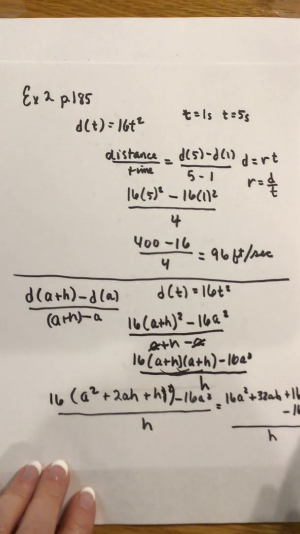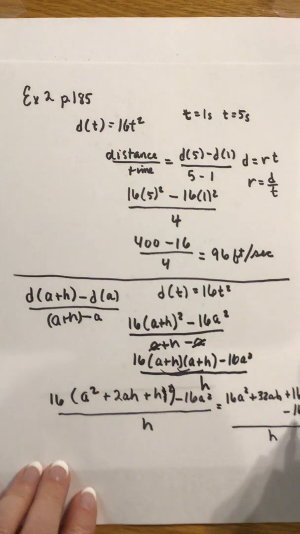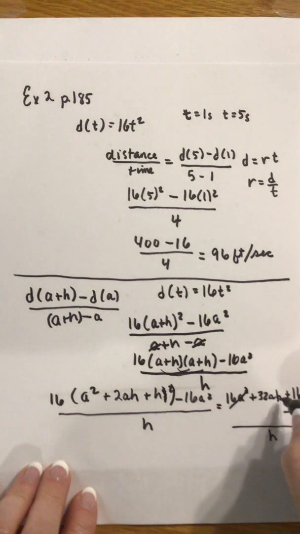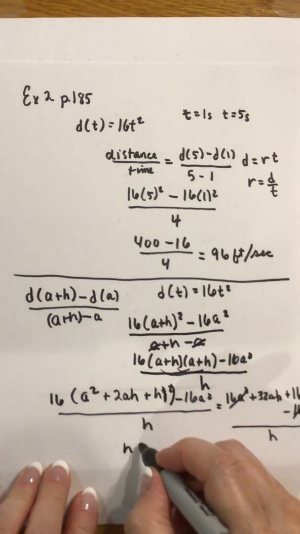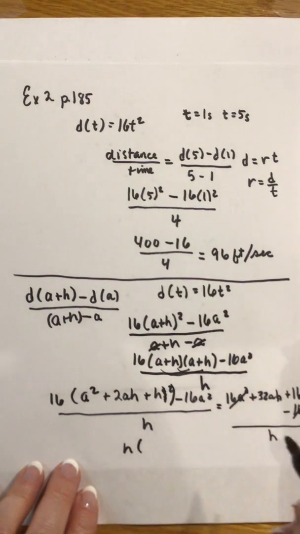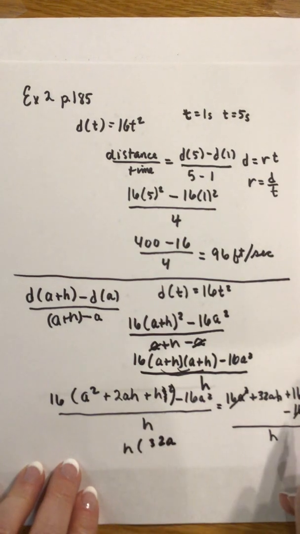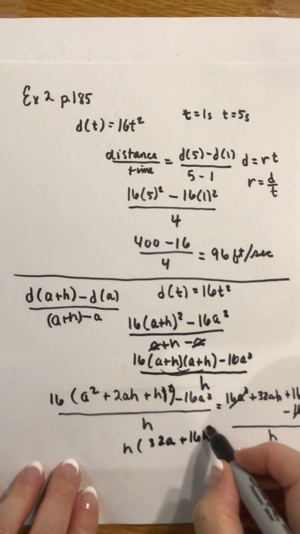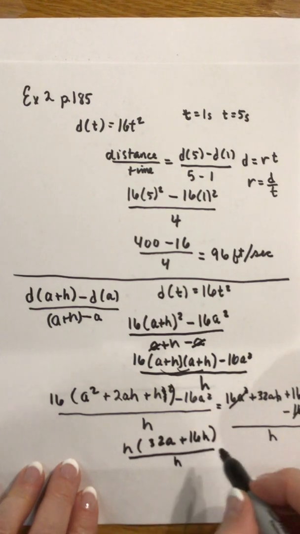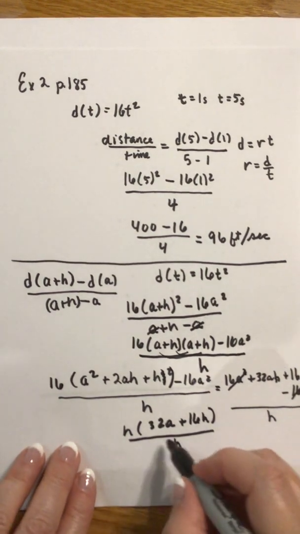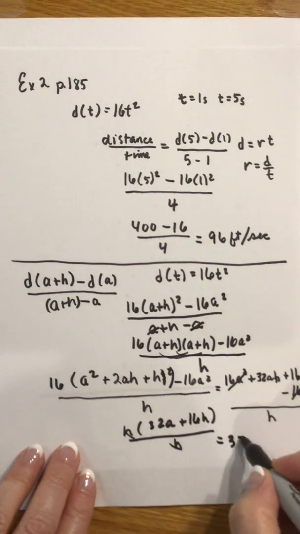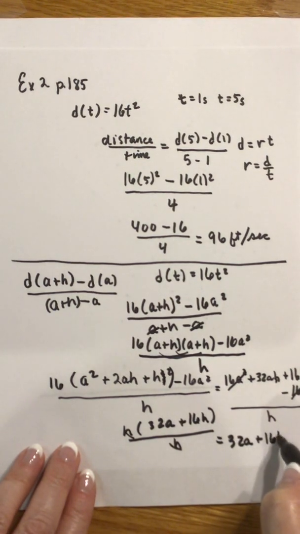So what do you see that can cancel out now? Can you see anything? The 16A squared and the 16A squared, good. Here we have an H in terms of both of them, so we're going to take an H out. So that's going to give me 32A plus 16H all over H. And the H's are going to cancel out. And my final answer is 32A plus 16H.